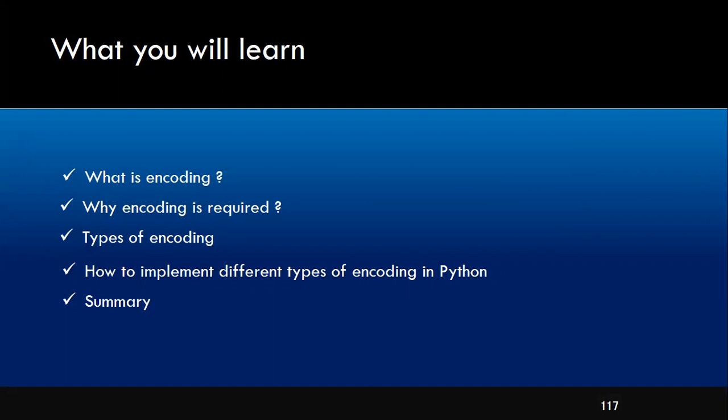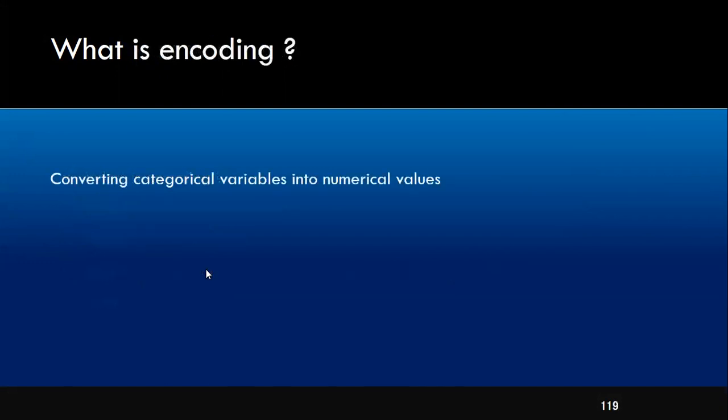And finally, we will summarize when we need to use which type of encoding. Okay. So first of all, what is encoding? Encoding is a technique of transforming or converting your categorical variables into numerical values.